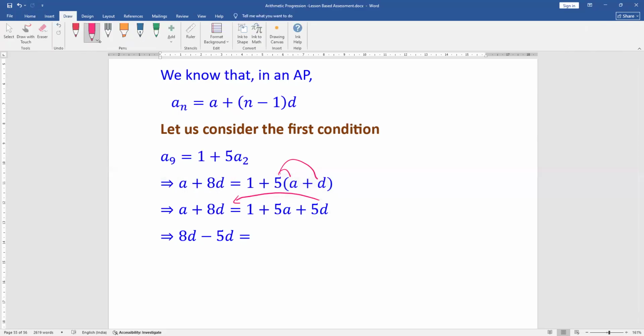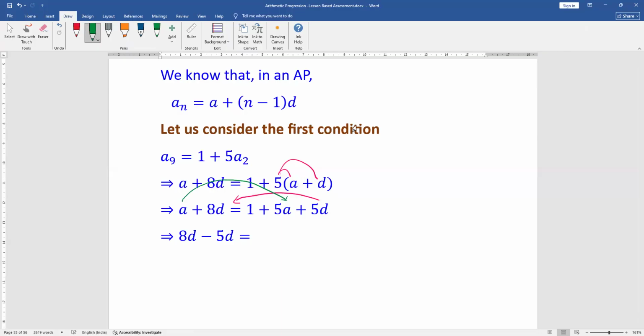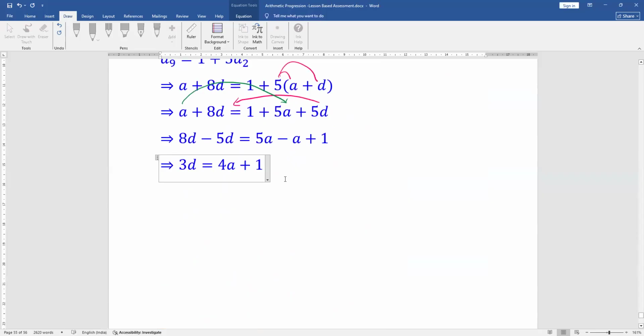If I move A to the right hand side, it will be 5A on the right hand side, but A, when it comes to the right hand side, becomes minus. So 5A minus A, and 1 is already here, so plus. Next, 8D minus 5D is nothing but 3D on the left hand side, and 5A minus A will give you 4A plus 1. This is what comes. Now I am going to call it equation 1.